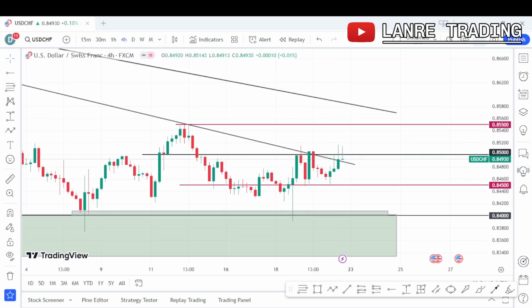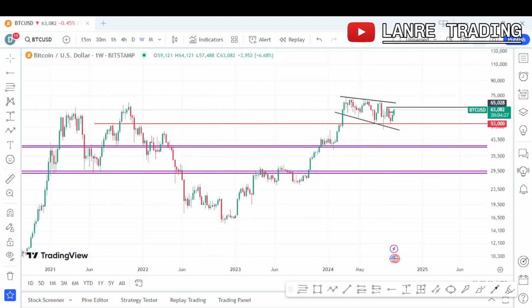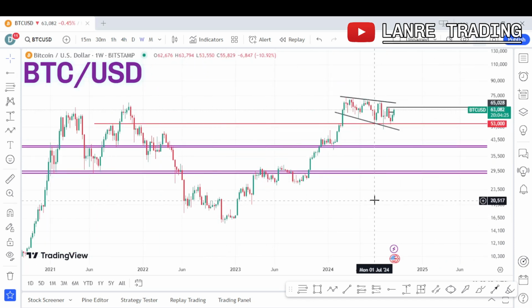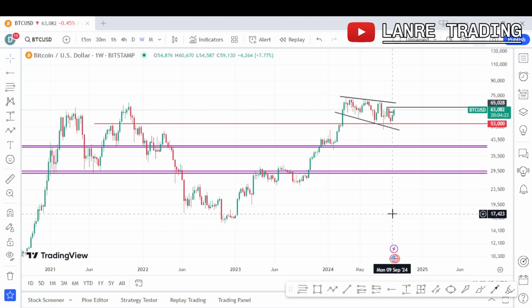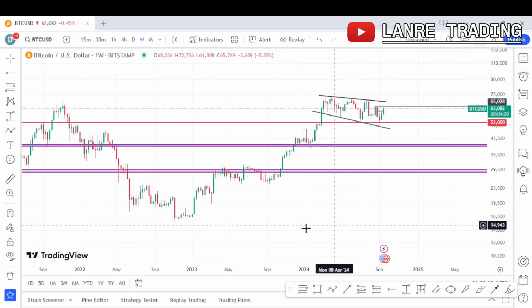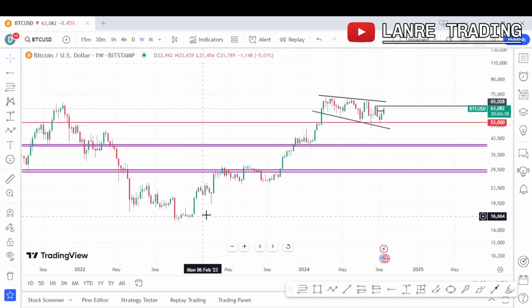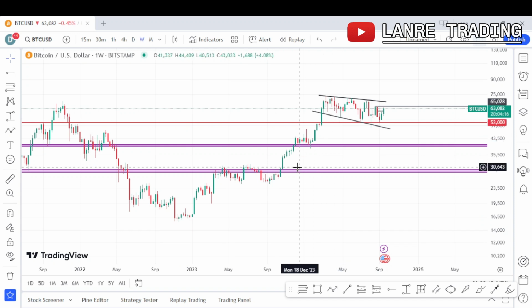So I'll be moving on to the next pair, which is the BTC USD. So for BTC USD, I'm on the weekly time frame. I need to quickly give you a rundown of what is going on with BTC. We are currently on a bullish trend. As you can see, the overall trend is bullish, and on the weekly time frame, it's forming a bullish flag pattern. And don't forget, any pattern that forms on the higher time frame has high chances of playing out.